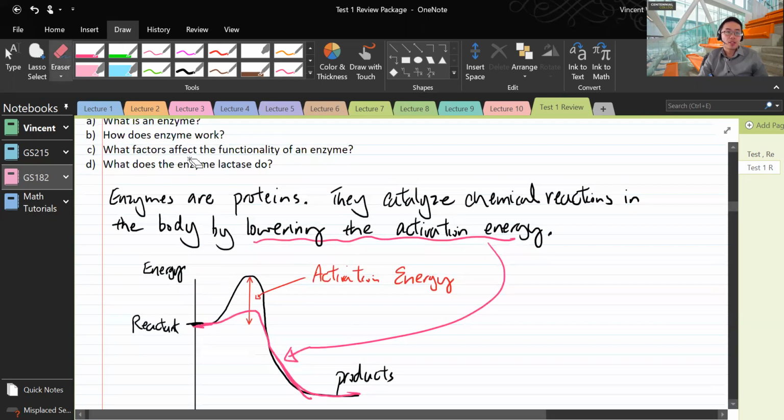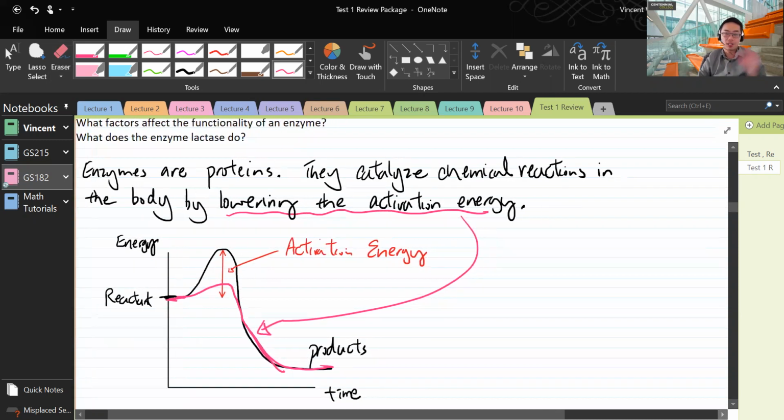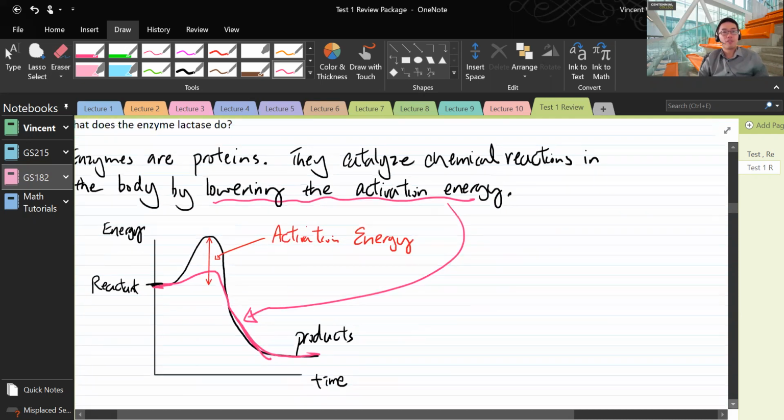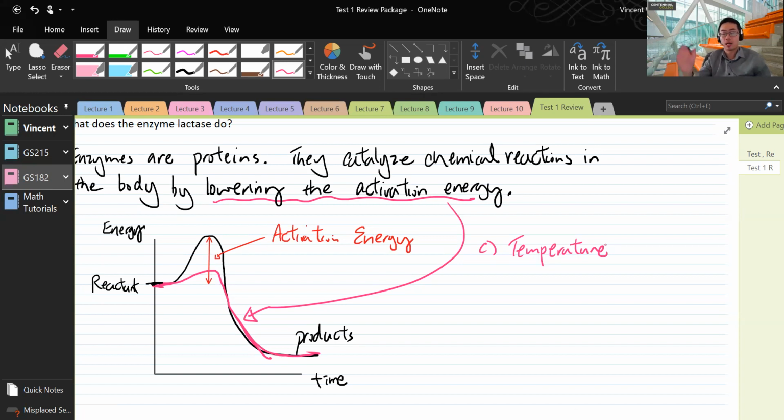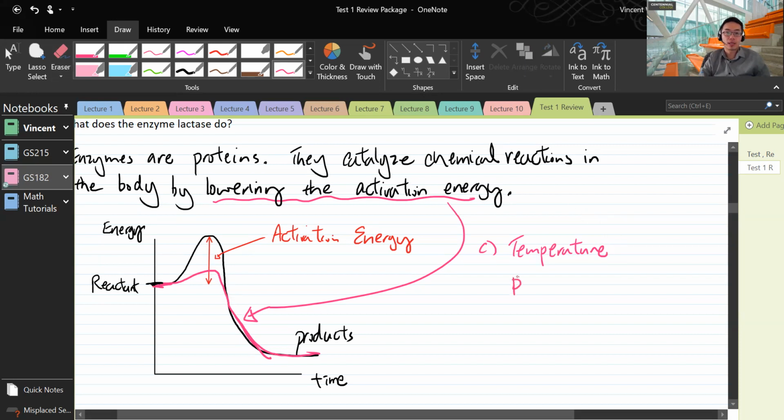So next question, what factors affect the functionality of an enzyme? Hit me, guys. Just list a bunch of things that you think are going to affect the functionality of the enzyme. This is question C. Please list them and I'll write it here. Temperature is definitely going to affect it. Temperature is going to disrupt the secondary structure and the tertiary structure, but not the primary structure. pH is also correct. Very good.